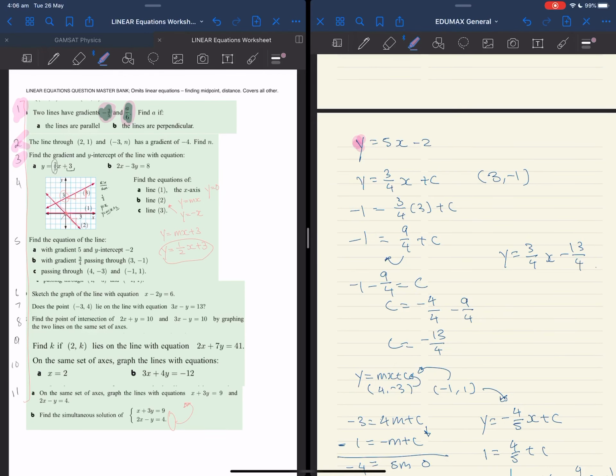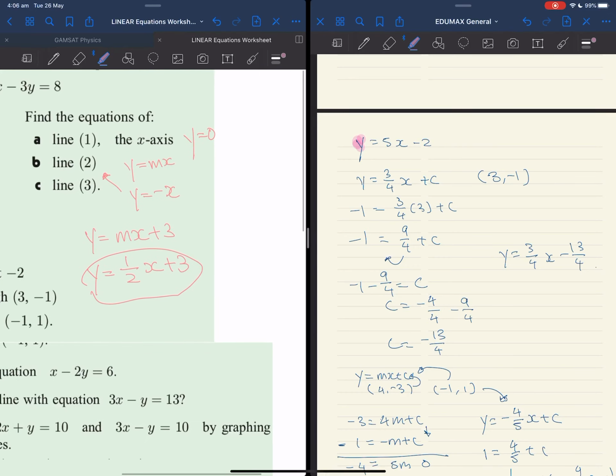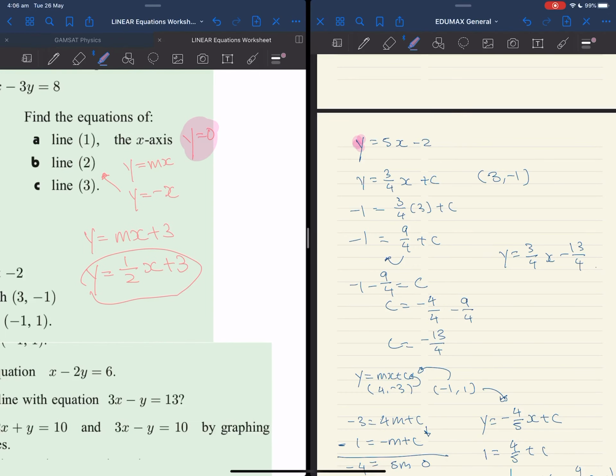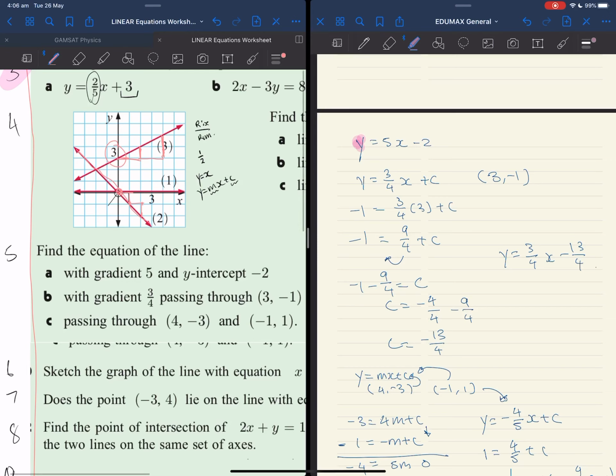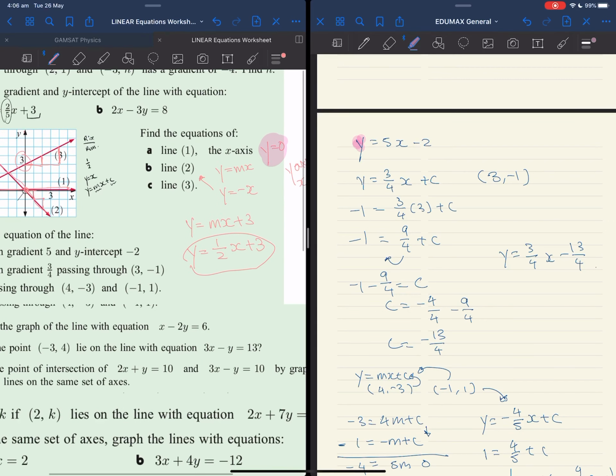Okay, so that's done. Next, find the equations of line 1, the x-axis, line 2, and line 3. The x-axis has the equation y is equal to 0. It just comes with knowledge. And what about the y-axis then? The y-axis is x equal to 0. Okay, so we can see this is the line that it's talking about, right? And we can see it intercepts the y-axis at y is equal to 0. So the equation of the x-axis is y is equal to 0.